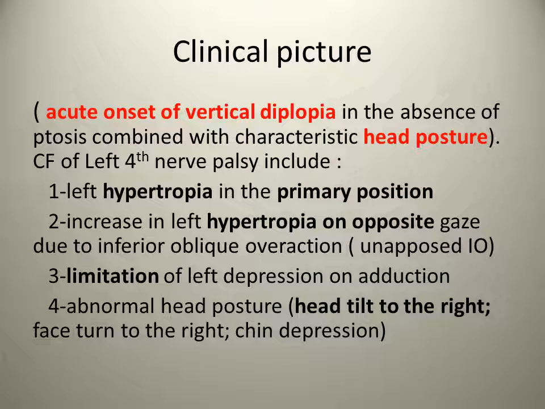Number three, there is limitation of depression on adduction, which is the action of the paralyzed superior oblique. Number four, as we said, the head will turn where the eyes cannot, so the abnormal head posture has three components: head tilt to the right, face turn to the right, and chin depression.